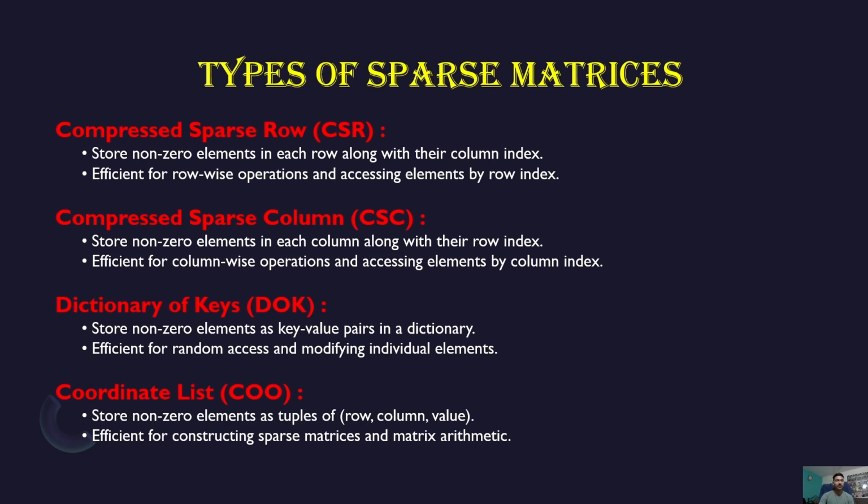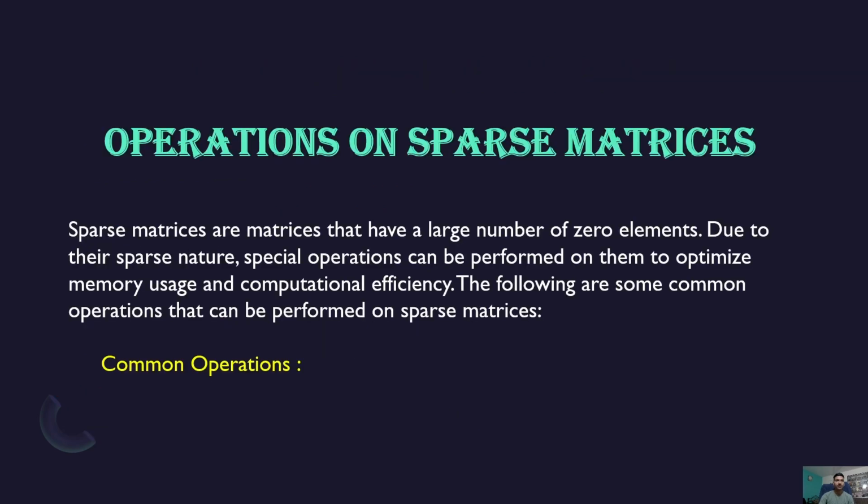Dictionary of keys: store non-zero elements as key-value pairs in a dictionary. Efficient for random access and modifying individual elements. Coordinate list: store non-zero elements as tuples of row, column, value. Efficient for constructing sparse matrices and sparse matrix arithmetic.